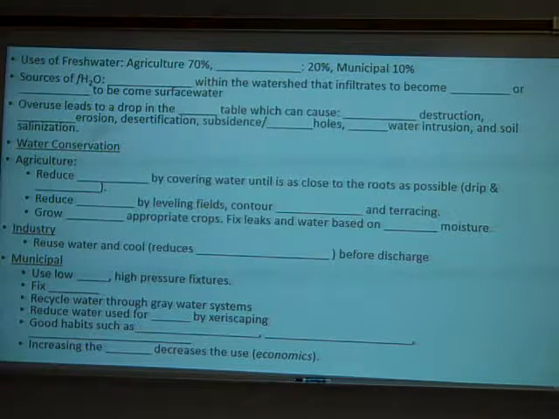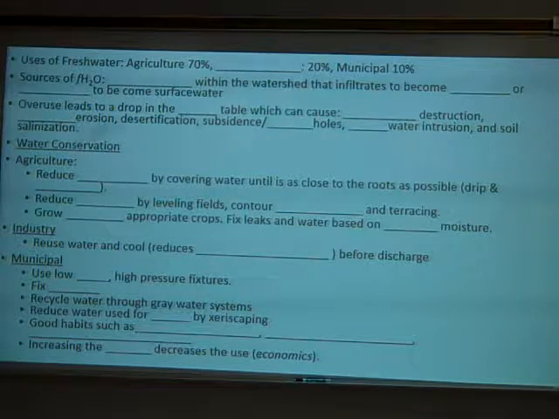And then how you can conserve water in each one of those. When it comes to agriculture, you want to reduce evaporation by using things like drip irrigation, and you also want to control runoff by creating terraces and flattened crops and fields and things like that, so the water soaks down the ground rather than running off.